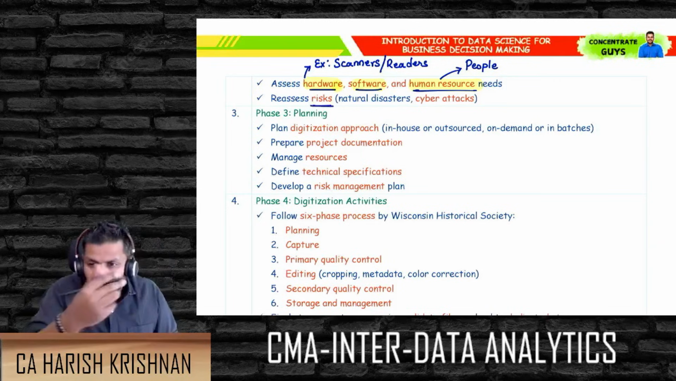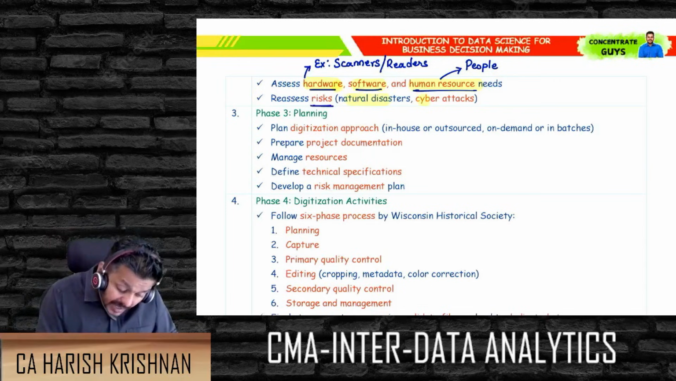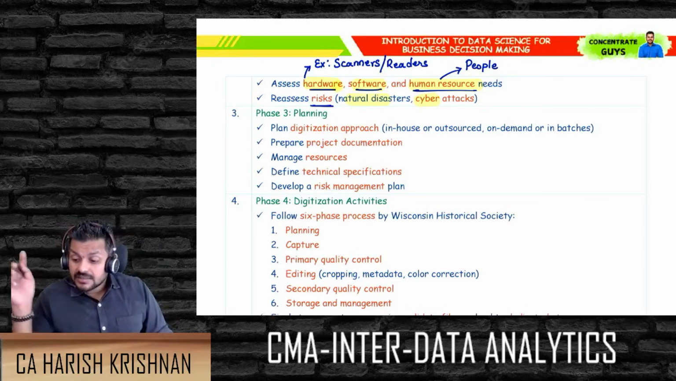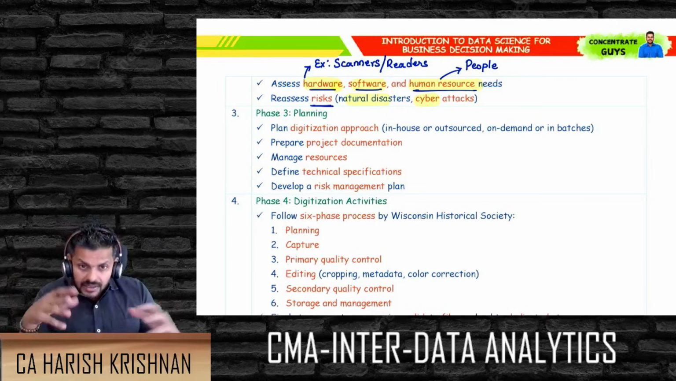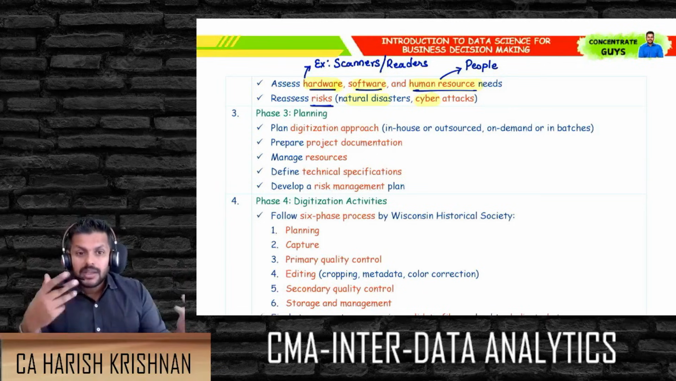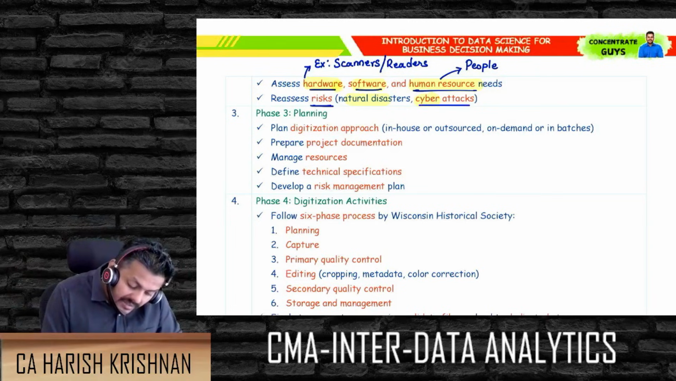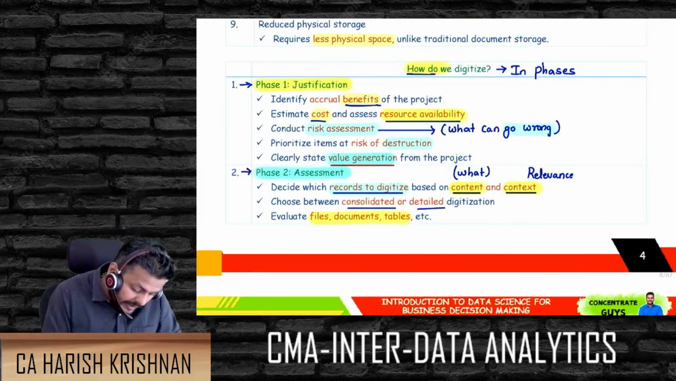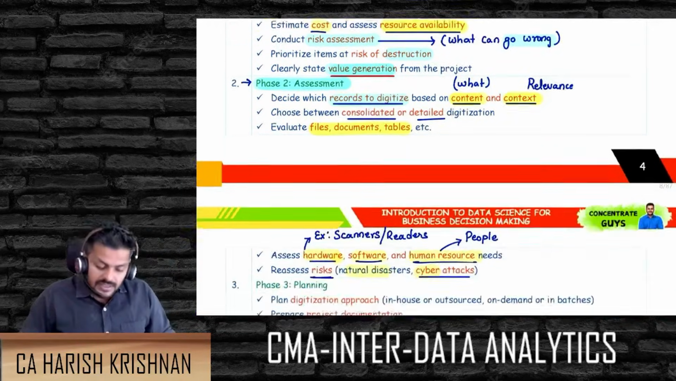Then reassess the risk. Previously, we already wrote about the risk in the first phase, but now consider natural disasters, and cyber attacks. Listen carefully: as long as the data was in physical form, nobody had any problem with this. But now that the data is going to be in digital form, cyber attacks can happen. So what are the first two phases, guys? A clear justification for why we need to digitize, and the assessment of how we can go for it. So justification is clear and assessment of all the needs is done.